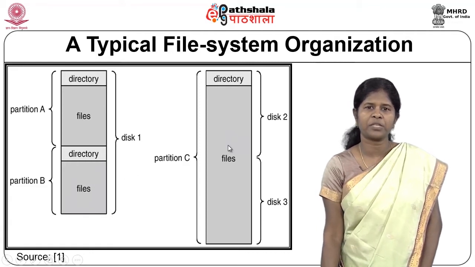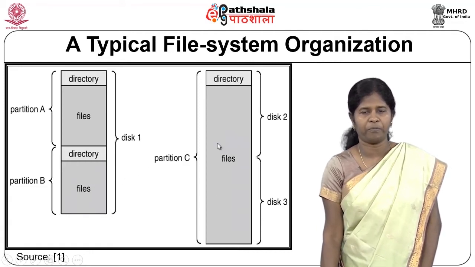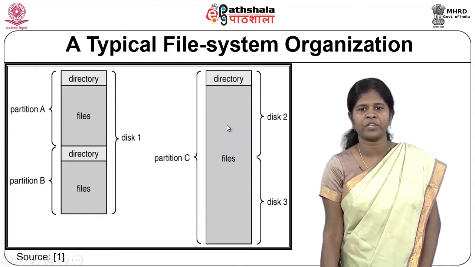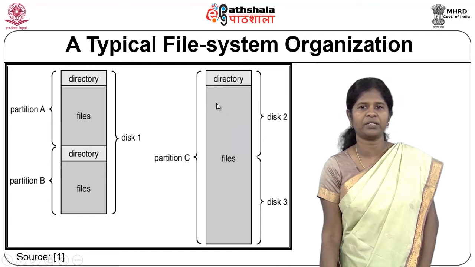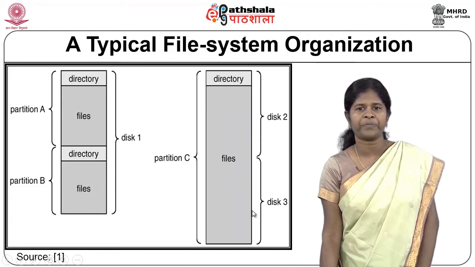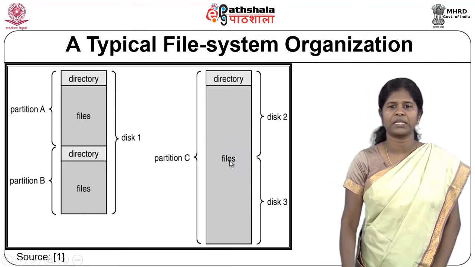It is also possible for one file system to span across two different disks or multiple disks. Here you can see that there is a partition that spans two disks, disk 2 and disk 3, and there is a directory that gives details about the files that are placed in this partition.